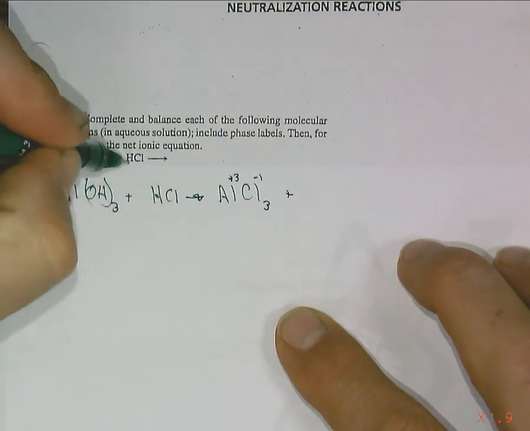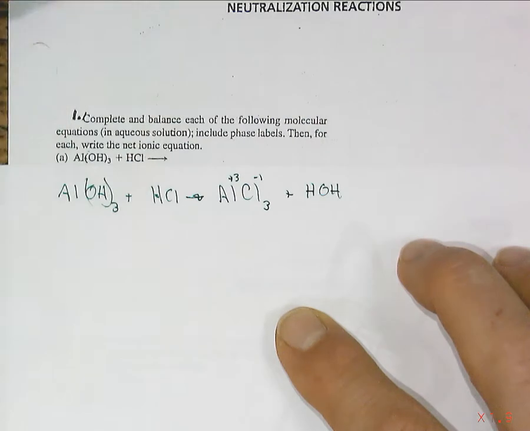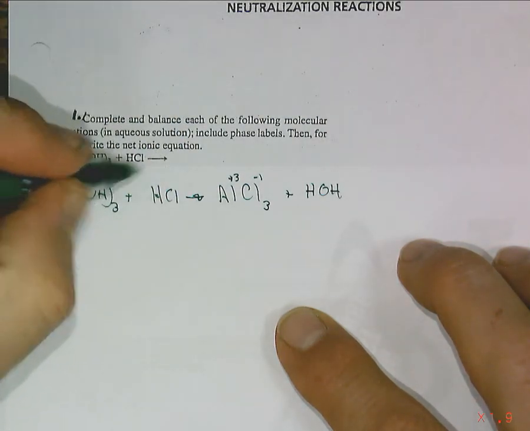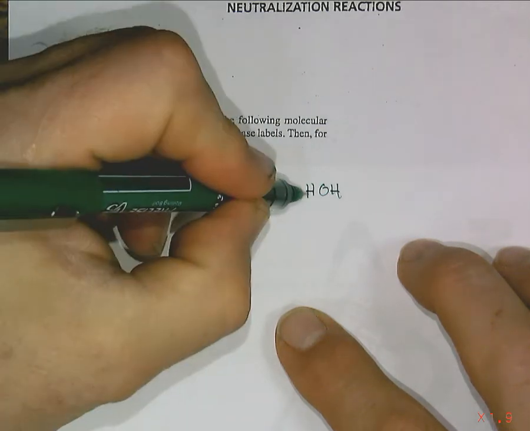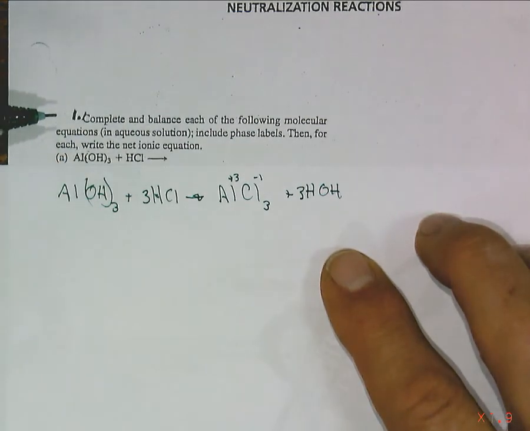And we're also going to make hydrogen bond with the OH and make hydrogen hydroxide, which is essentially water, and balance the equation. We have 3 hydroxides here, 3 chlorides there, so we're going to have 3 chlorides there, which makes our 3 hydroxides and 3 hydrogens balance out nicely. So there's our balanced equation.